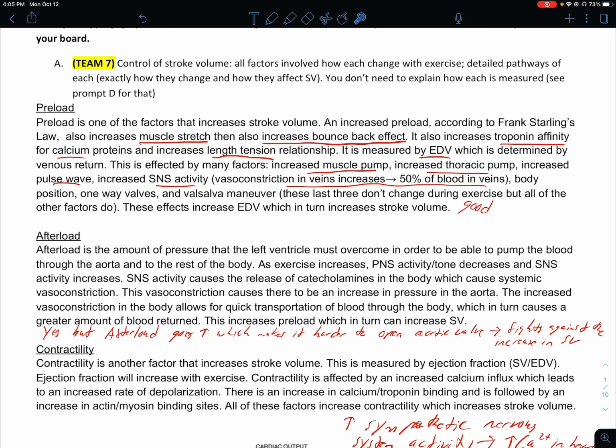And what I would recommend for increased muscle pump, increased thoracic pump, increased pulse wave, is to just explain it a little bit, right? Just say something simple like, because we're contracting more muscle, we're smashing down veins more and we're pumping more blood back. Because we're breathing more, we're smashing down veins more and we're pumping more blood back. That's the thoracic pump, right? Because our heart is contracting more rapidly and faster, our arteries are pumping against veins more and the pulse wave is happening more. And the vasoconstriction of veins, you guys did explain that one.